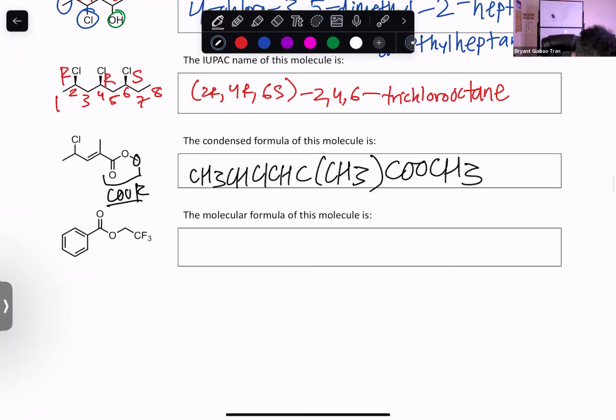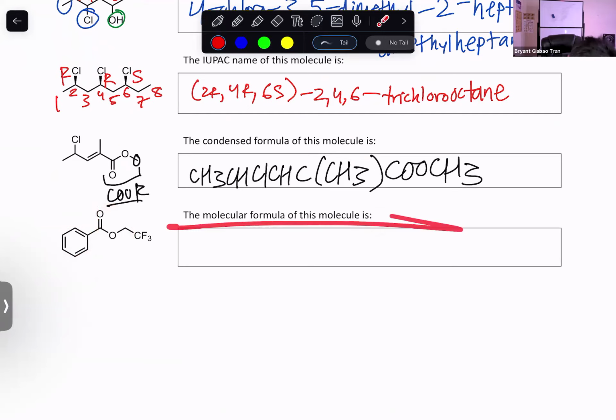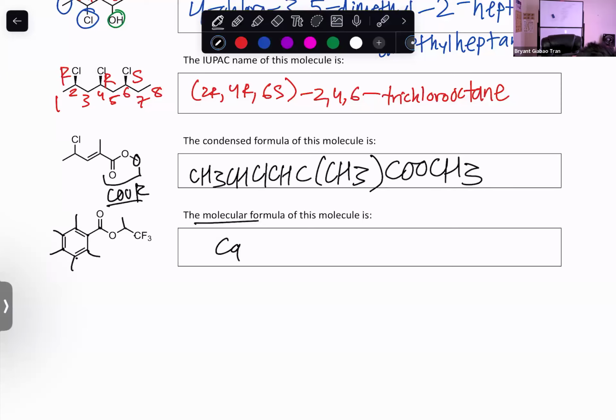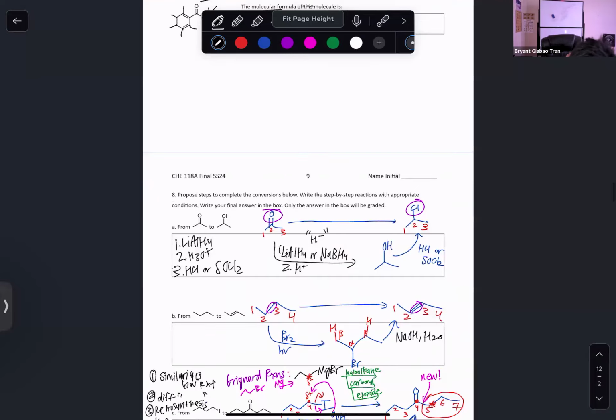Right. Now for this benzene ring here, we see another ester, right? We're not doing condensed formula. They're asking for the molecular formula. So just get the number of carbons. 1, 2, 3, 4, 5, 6, 7, 8, 9. C9. Hydrogens: 1, 2, 3, 4, 5, 6, 7. 7 hydrogens, H7. 3 fluorines and 2 oxygens. Okay. Did that.